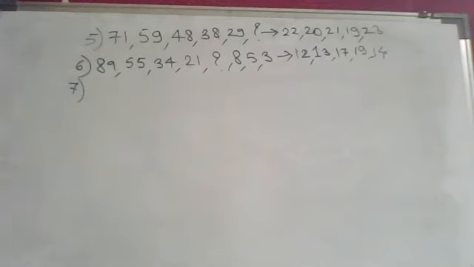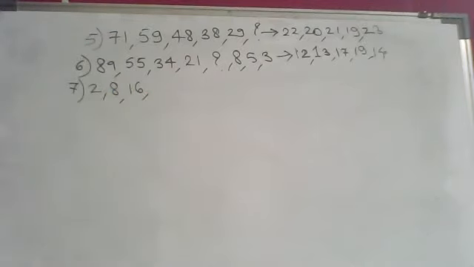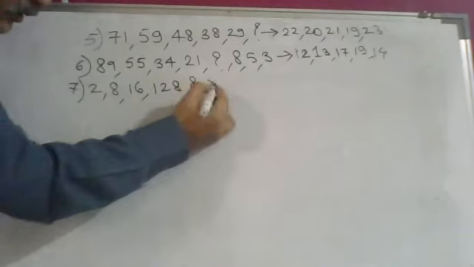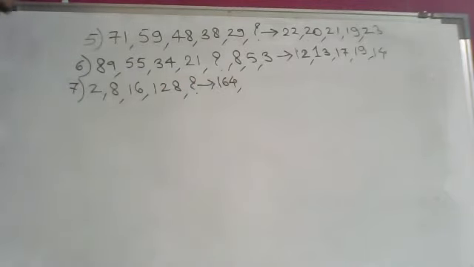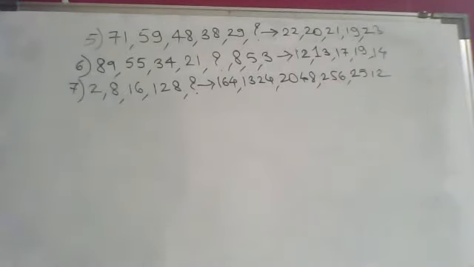Question number 7: 2, 8, 16, 128, question mark. From the given options, we have to find out the answer. Options are 164, 1324, 2048, 256, and 2512. These are 5 options given.